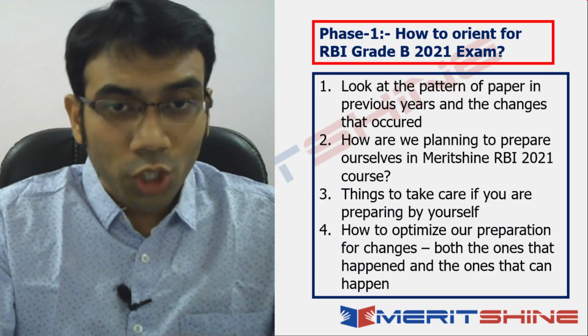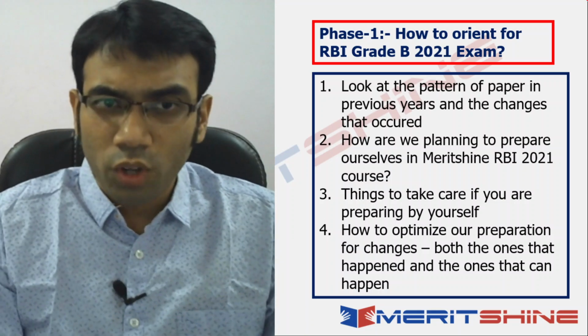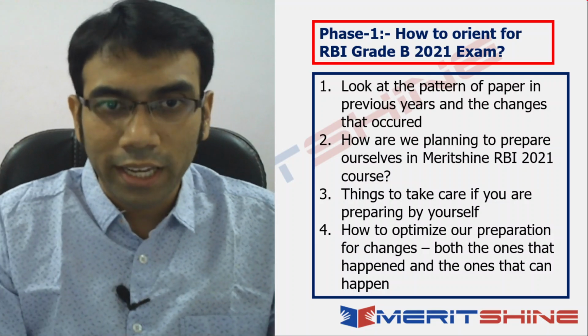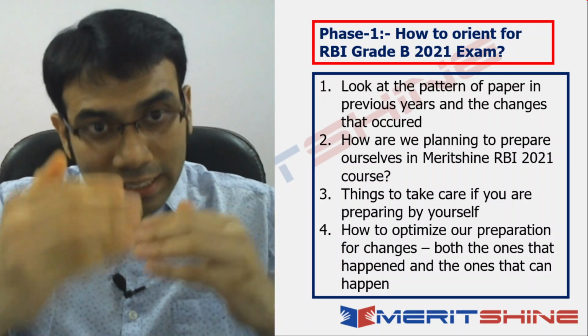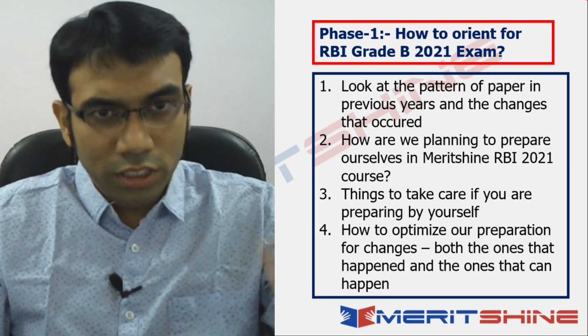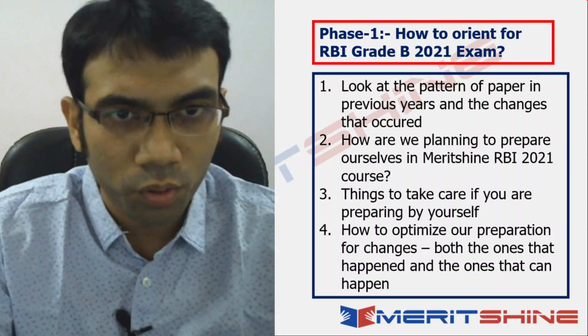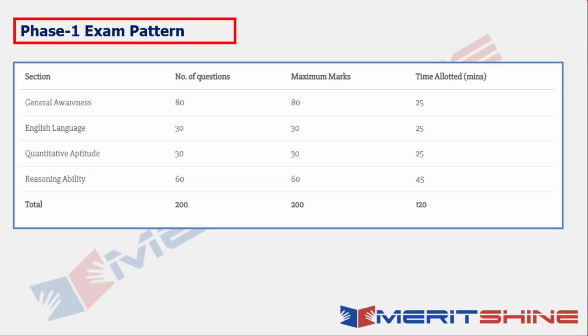Okay, chalo. So let's first start with looking at the structure of the Phase 1 paper. How does the Phase 1 paper look? Let's look at that first, and then we will go section by section. First general awareness, then English, then Quant, then reasoning. So let's look at the Phase 1 exam pattern.